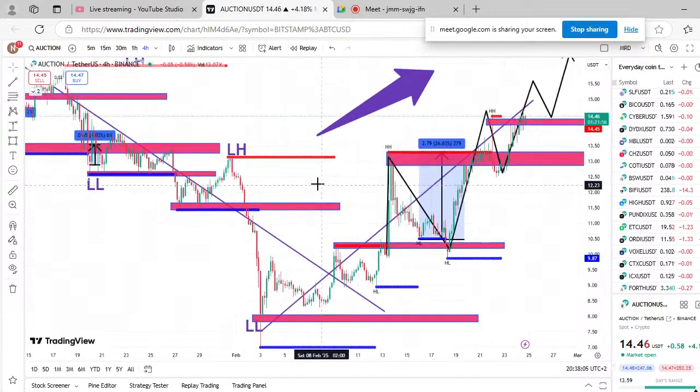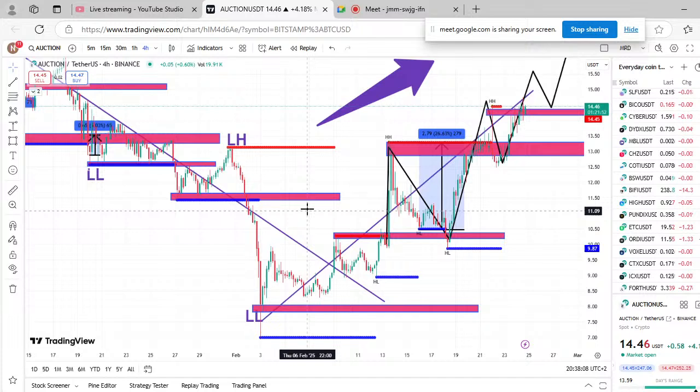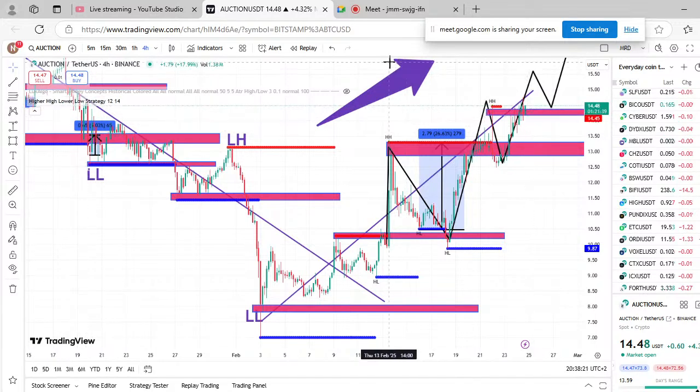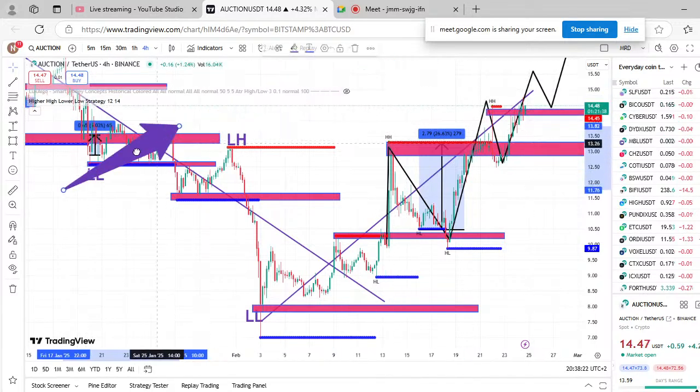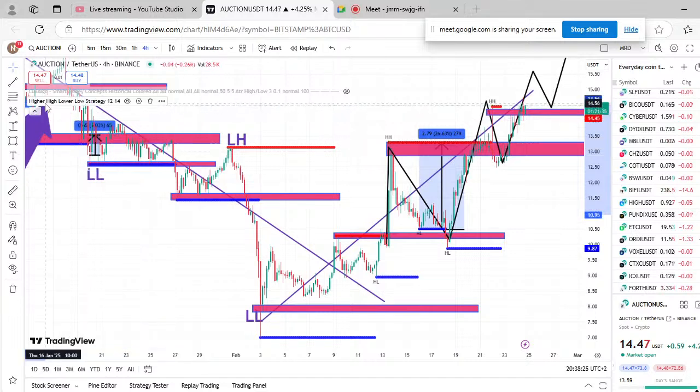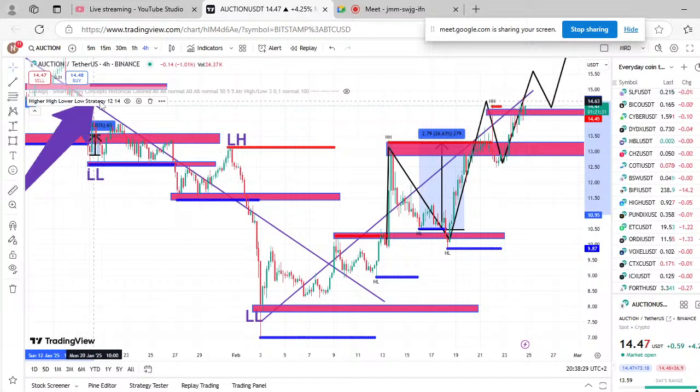Yes. The name of that indicator, come again. It is called the higher high, lower low. Yeah. Hey, it is here. This is the name. It is here where I'm pointing. Here. It is the Higher High, Lower Low strategy. You'll find it there.